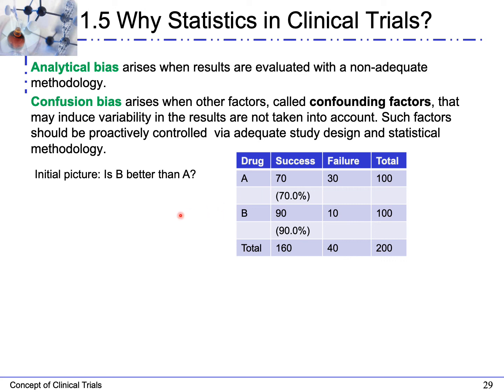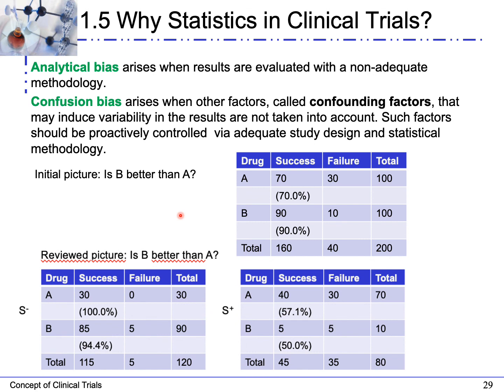Now, looking again at the difference in success proportion between drugs, but separately for each baseline biomarker status, negative and positive, it is less obvious whether drug B is better than drug A. On the contrary. So we have 100% for drug A, 94% drug B, 57%, 50%.